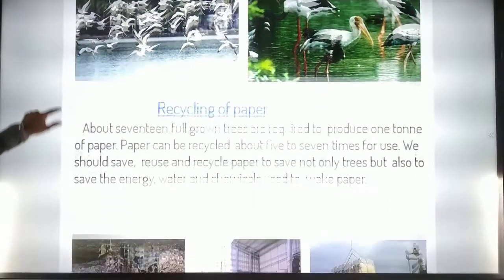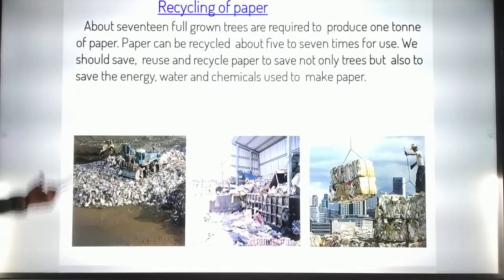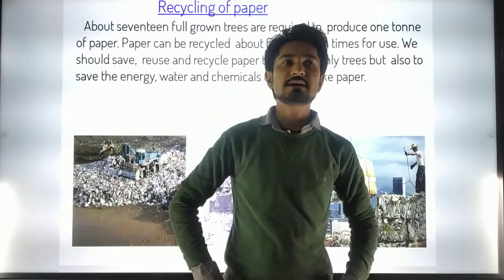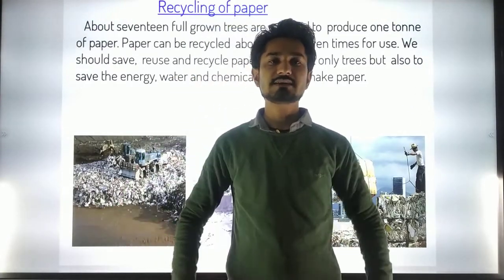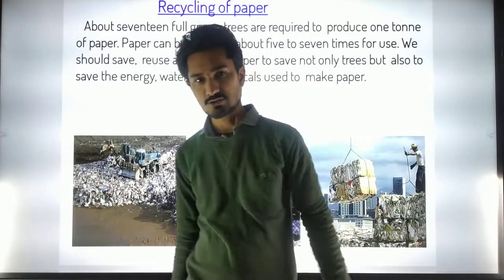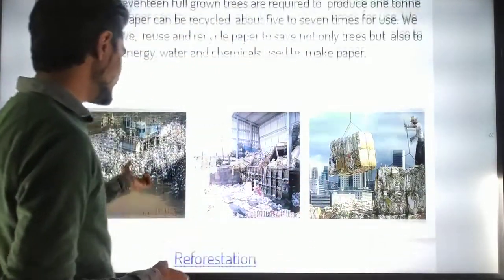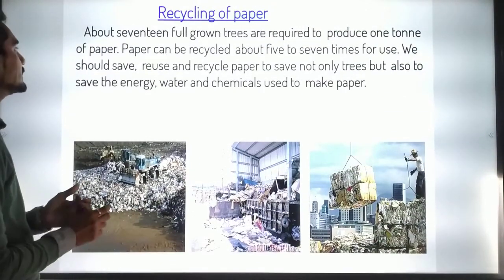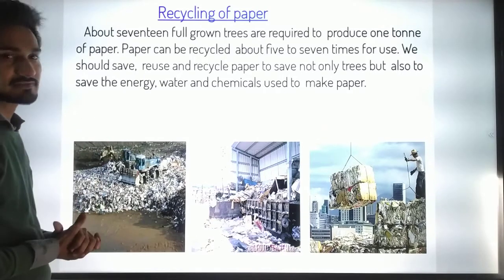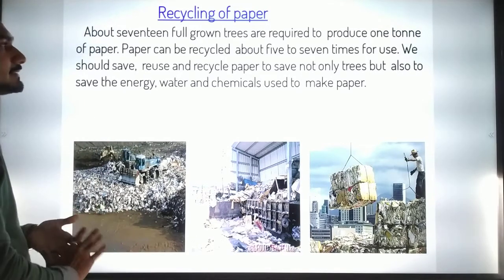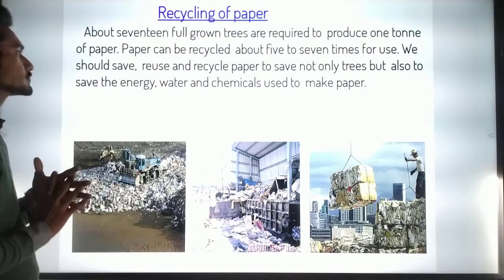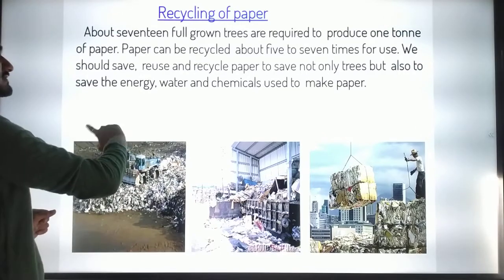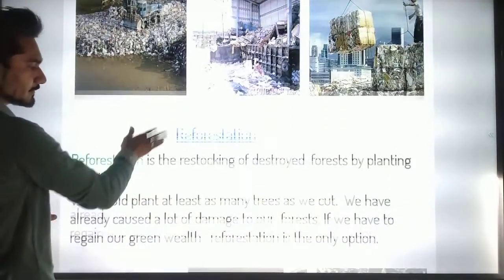Now, recycling of paper. Because we are wasting very much paper, and if we waste paper, then we are damaging the trees also. So we have to recycle it at any cost. About 17 full-grown trees are required to produce 1 ton of paper. See, that's how many trees we are cutting to make paper. Paper can be recycled about 5 to 7 times for use. We should save, reuse and recycle paper to save not only trees but also the energy, water and chemicals used to make paper.